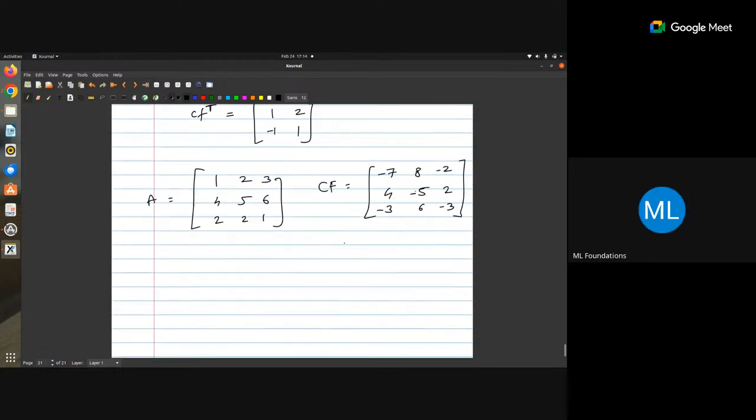And then we'll take a transpose. So, take a transpose means minus 7, 4, minus 3. Then 8, minus 5, 6. Minus 2, minus 3, and we'll just divide by its determinant. So this is how you find the inverse for a 3x3 matrix.